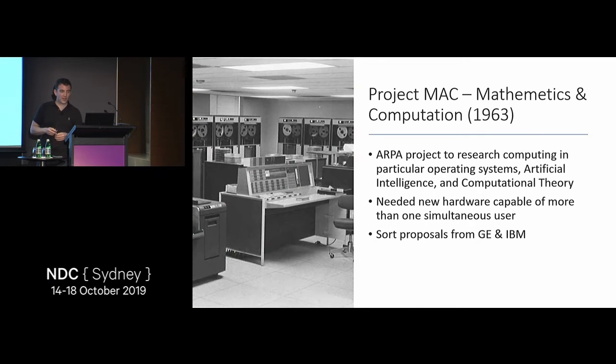There's an important project going on over at an ARPA-funded project researching various aspects of computing. And they want to look at things like AI, computational theory, and so on. And the academics put forward all of these ideas, but they realized that at the time, current hardware is not going to support and be able to run some of these sort of revolutionary ideas. So they put out a proposal to the largest hardware manufacturers at the time, which are General Electric and IBM, and they say, hey, we need help building these ideas of ours.